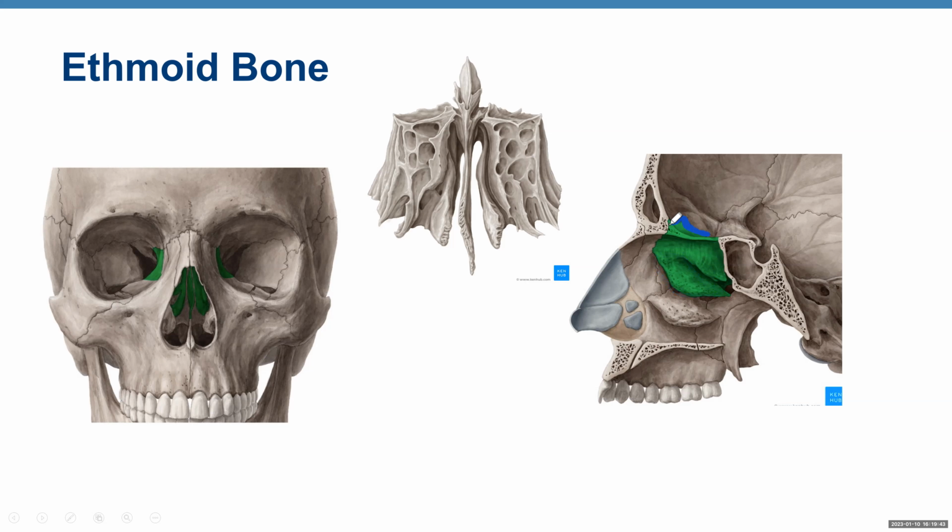This part over here on the top is also shown on another diagram over here. This is called crista galli. And you have a membrane covering the brain. It's called dura mater. And dura mater is attached to crista galli, and it protects the brain.